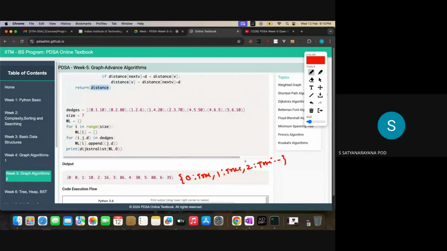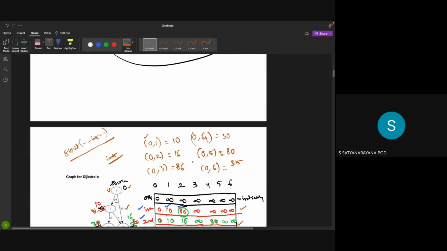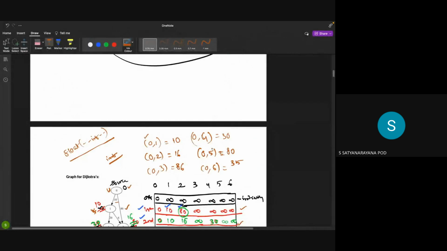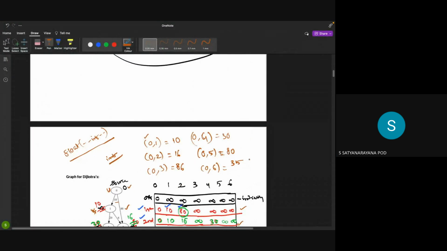Yes, sir. So now see this: 0 to 0 is 0. 0 to 1 is 10 reachability, because already I've shown you whatever the values. 0 to 2 reachability is 16. 0 to 3 is 86. 0 to 4 is 30. Just check whether my calculation is right or wrong. Yes, 0 to 4 is 30. 0 to 5 is 80. Yes, 0 to 5 is 80. 0 to 6 is 35. This is what.